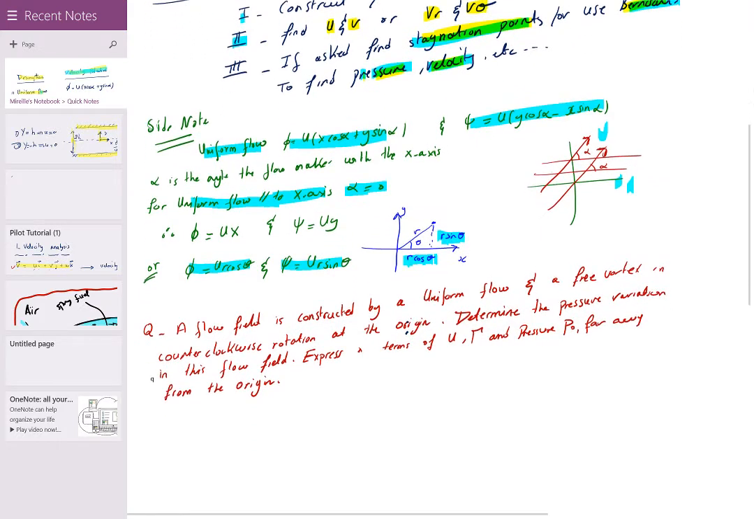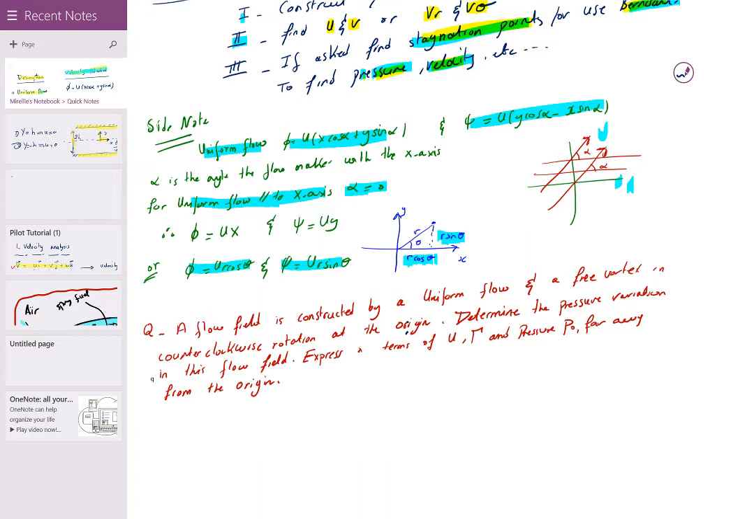Okay, so the question says a flow field is constructed by uniform flow and a free vortex in a counterclockwise rotation at the origin. Determine the pressure variation in this flow field expressed in terms of u, r, and the pressure p naught, which is far away from the origin. Okay, so this is a question that typically shows up. Now, how would we solve this problem?